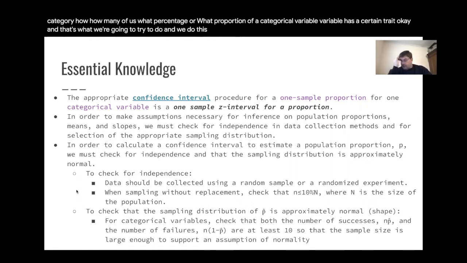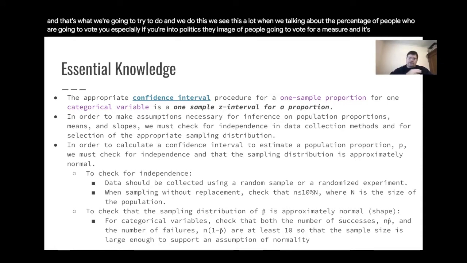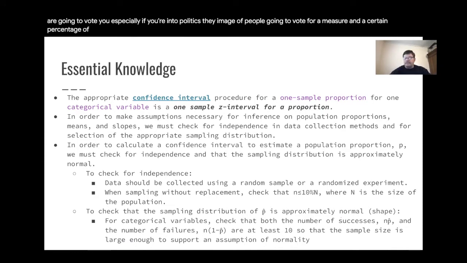And we see this a lot when we're talking about the percentage of people who are going to vote, especially if you're into politics. They talk about a certain percentage of people are going to vote for a measure and a certain percentage vote against it. And that's kind of the idea of a confidence interval.